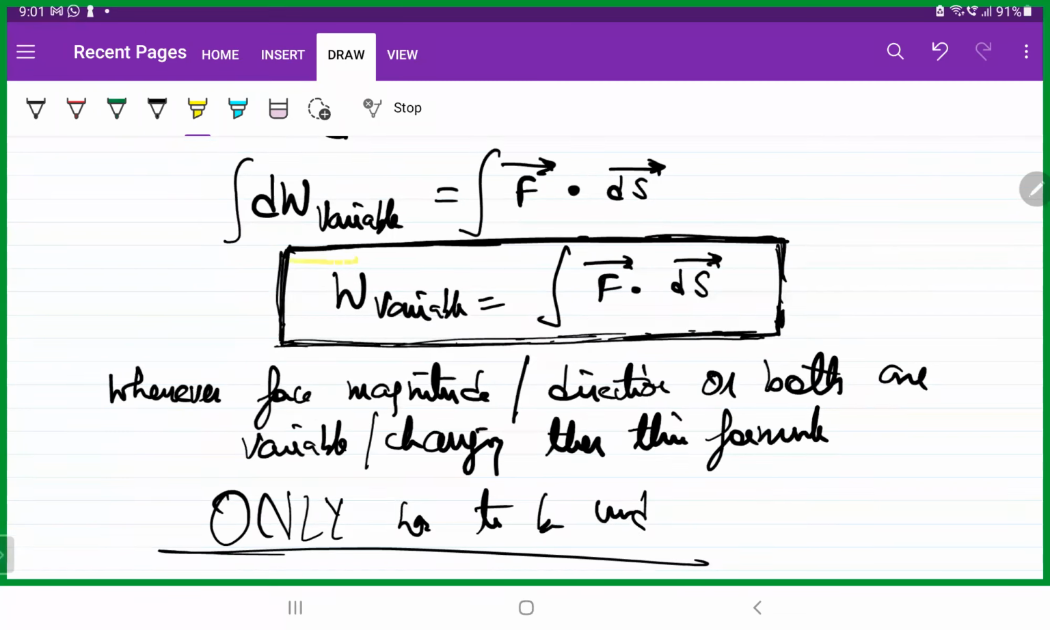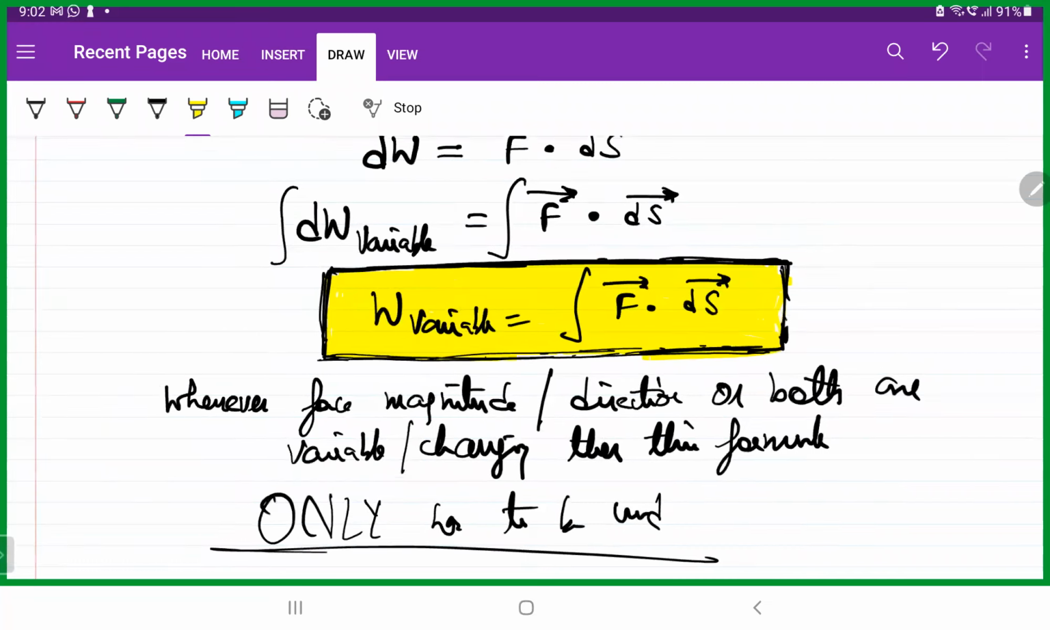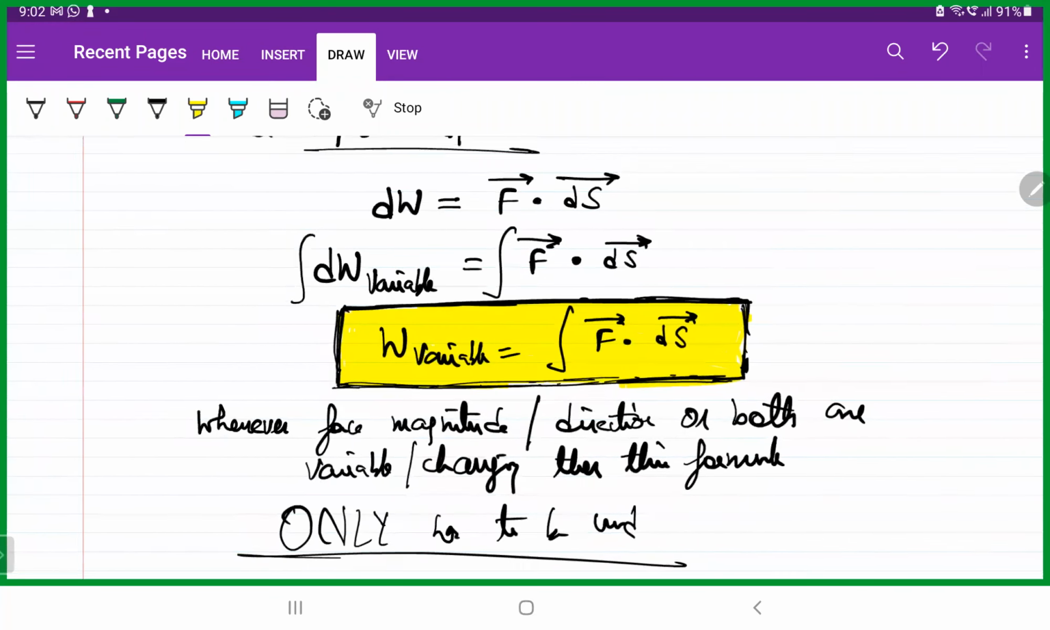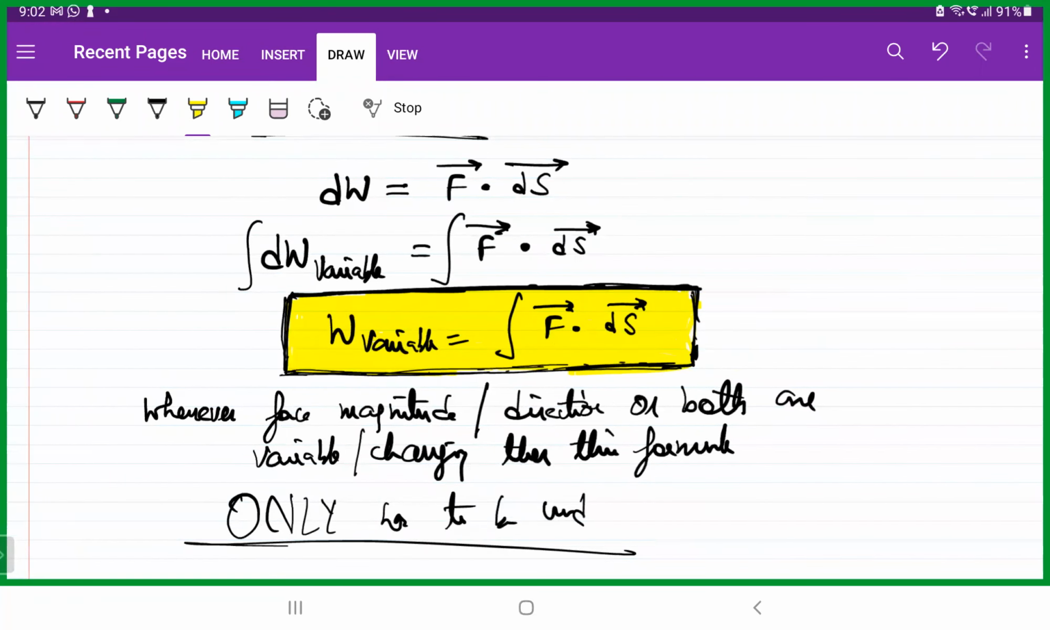Even if I'm telling you this, I know I'm going to give you one sum after this, and you people will make a mistake in that. Even if I write at the end that you should not make a mistake, whenever force magnitude and direction or any one of them is variable, you have to use only this formula. Okay. Integration has to be used to solve this F dot ds. Okay.